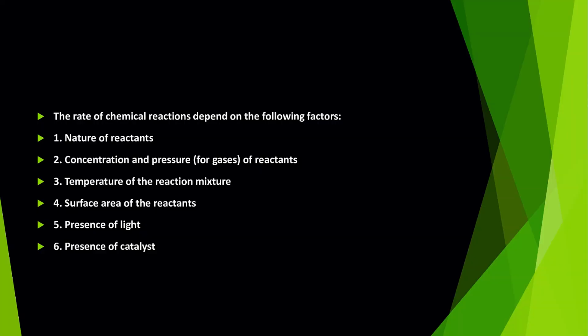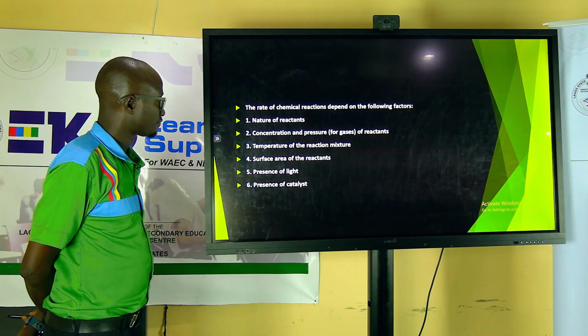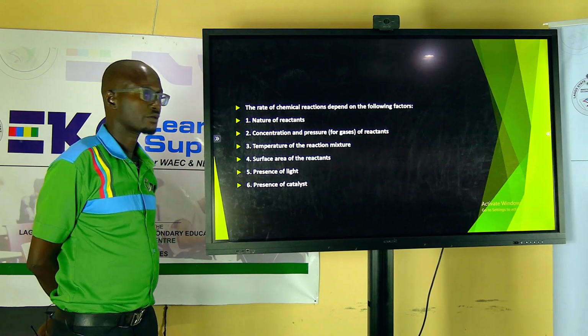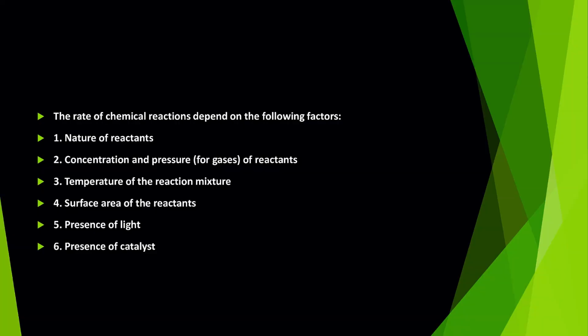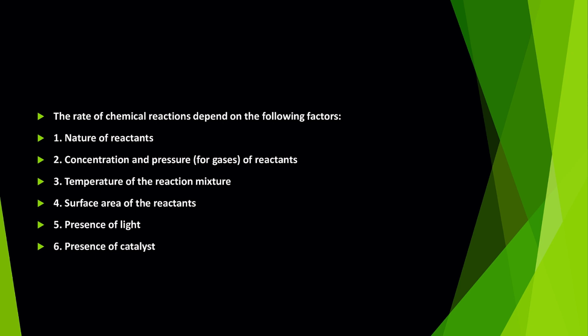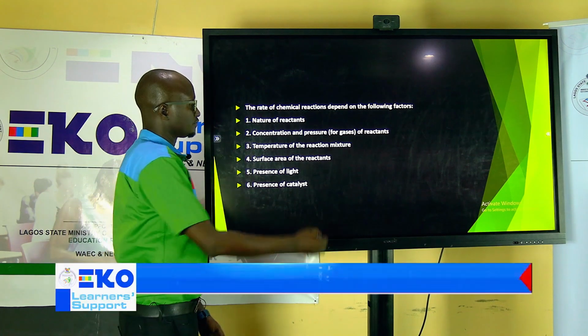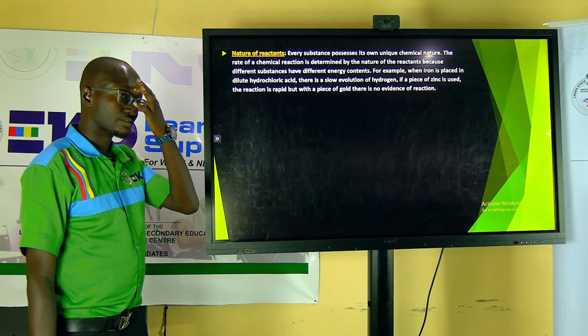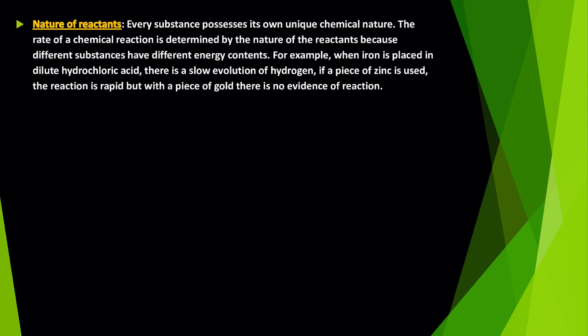Now, these are the factors that affect rates of chemical reaction. Students, please ensure you know these factors. They are very, very important. The first one is nature of reactants. The second one is concentration, or pressure when it concerns gases. We have temperature of the reaction. We have surface area of the reactants. We have presence of light. And we have presence of catalysts. So these factors affect the rate of a reaction.